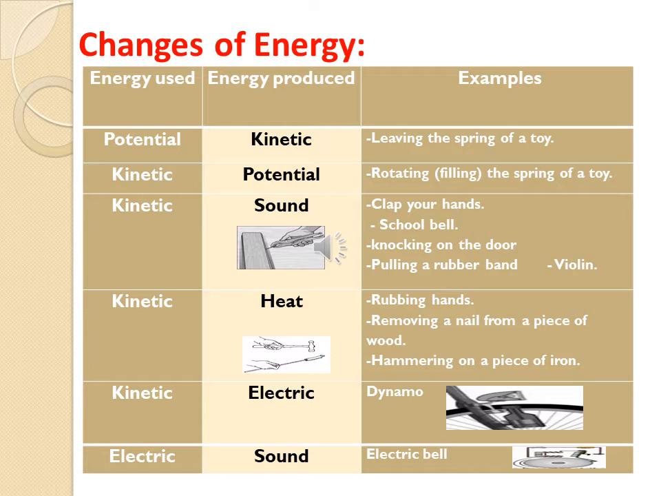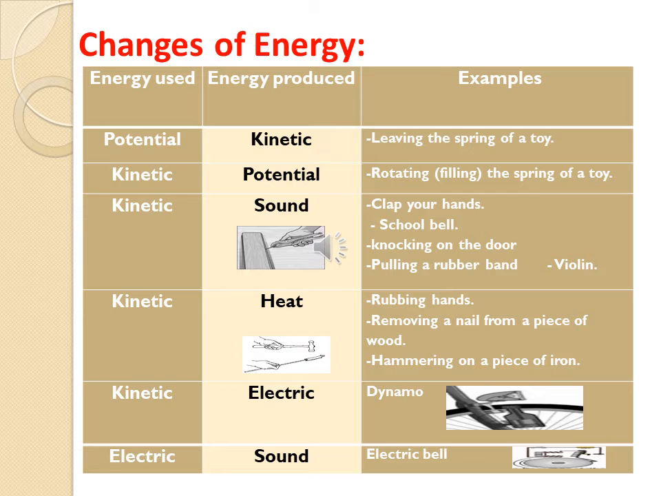If we want to use the kinetic energy to produce the heat energy, rub your hands. If you rub your hands, you will change the kinetic energy into heat and your hands will be hotter. Removing a nail from a piece of wood. If you try to remove a nail from a piece of wood, you will find the nail is too hot to touch. What about hammering a piece of iron? You will find at the end that the piece of iron is too hot, so you change the kinetic energy into heat energy.